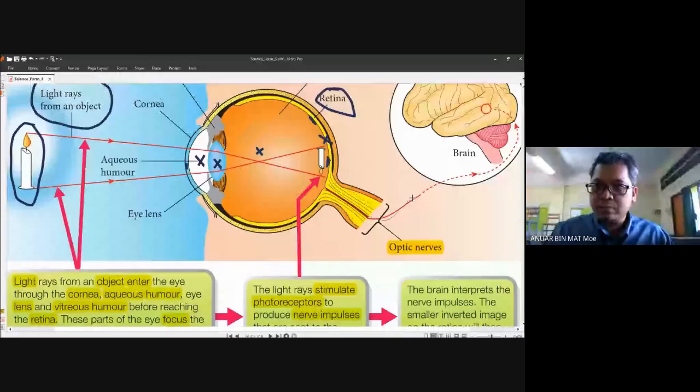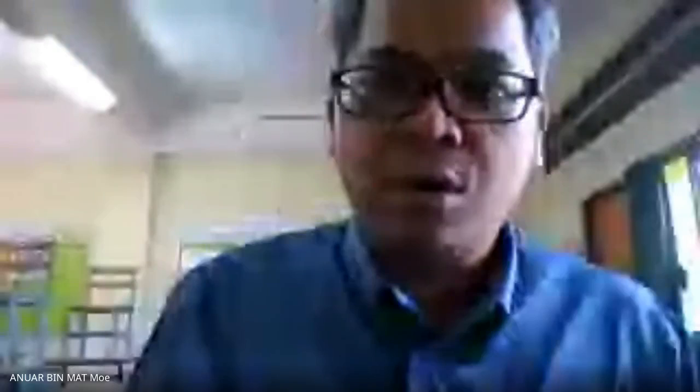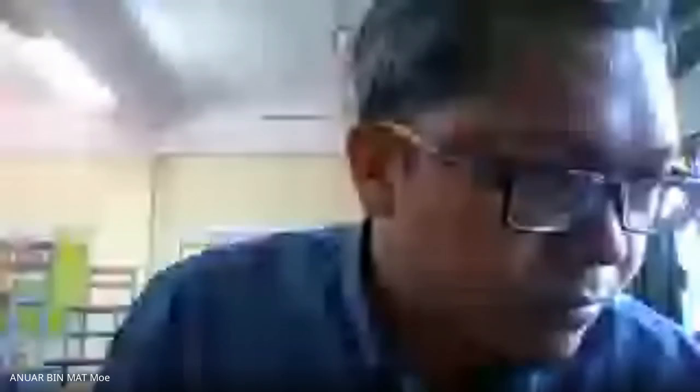Dia ada macam wire. And then what is the function of the brain? The function of the brain is to interpret the impulse, and then the inverted image will appear upright. Okay, dia akan jadi tegak balik. Although the image on the retina is inverted, it will be interpreted by the brain so that the image will go upright again. It will not be inverted. Okay. Any question about mechanism of sight?